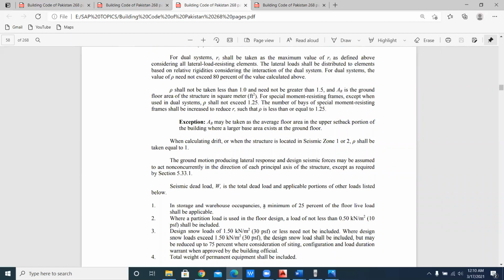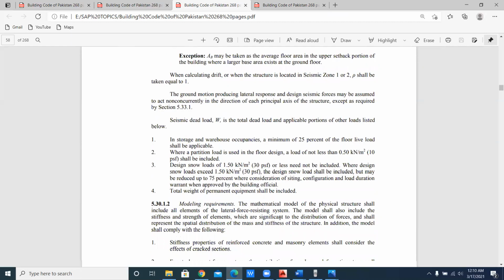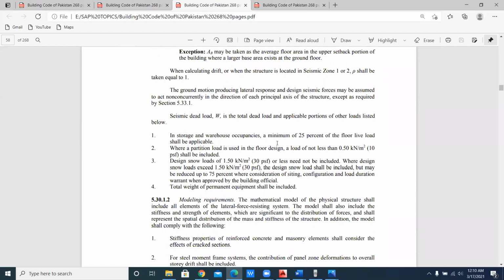Whereas in the IS code, the Indian code 2002, it says that if the value is less than 3 kilonewton, then we calculate 25%, but if it is more than 3 kilonewton, then we take 50%. But here you can say there is a factor of safety, so we take about 25% of the value.